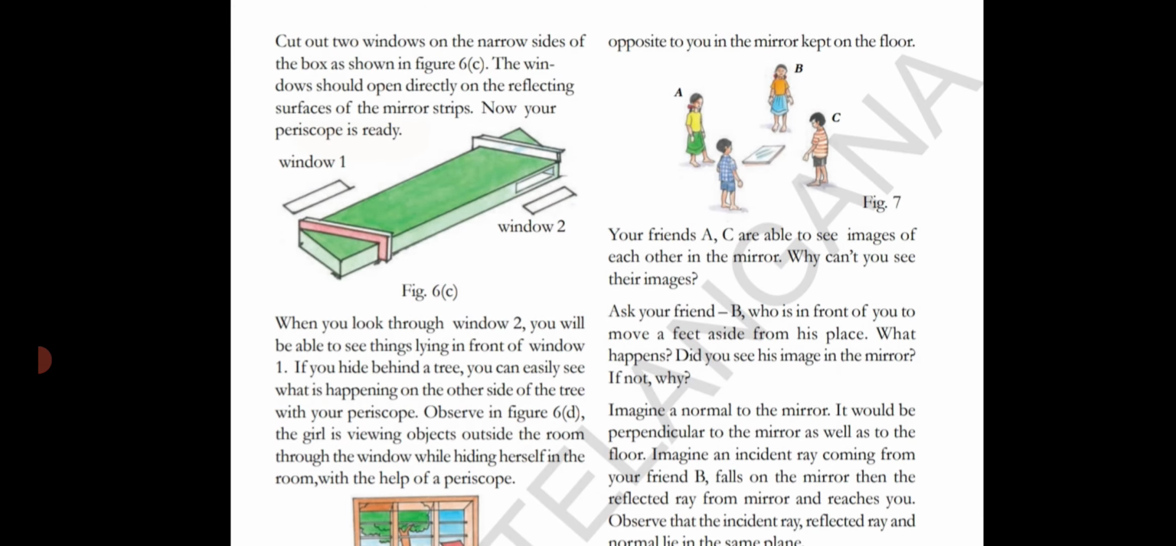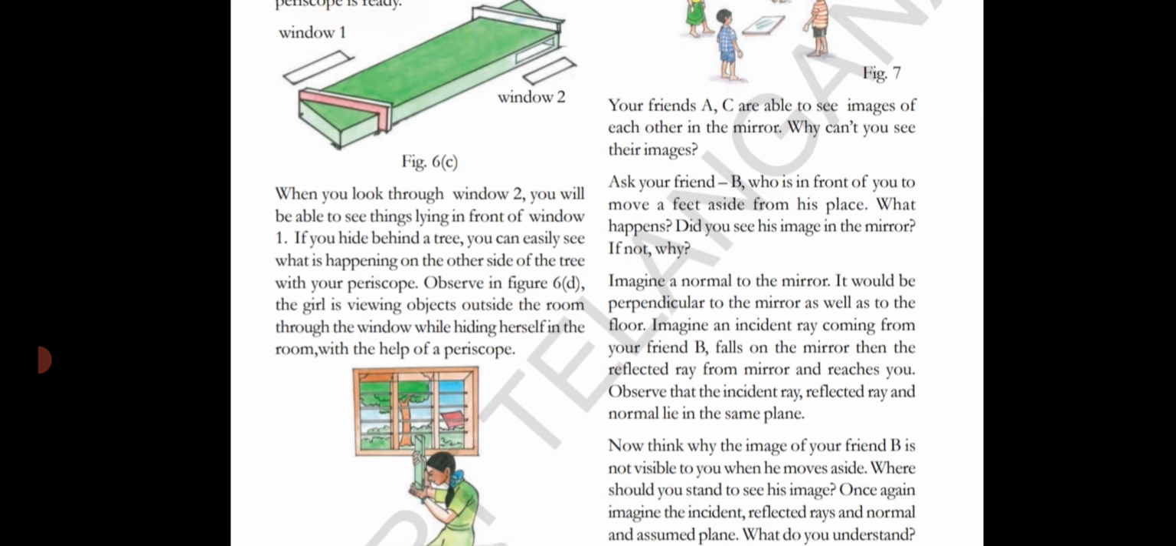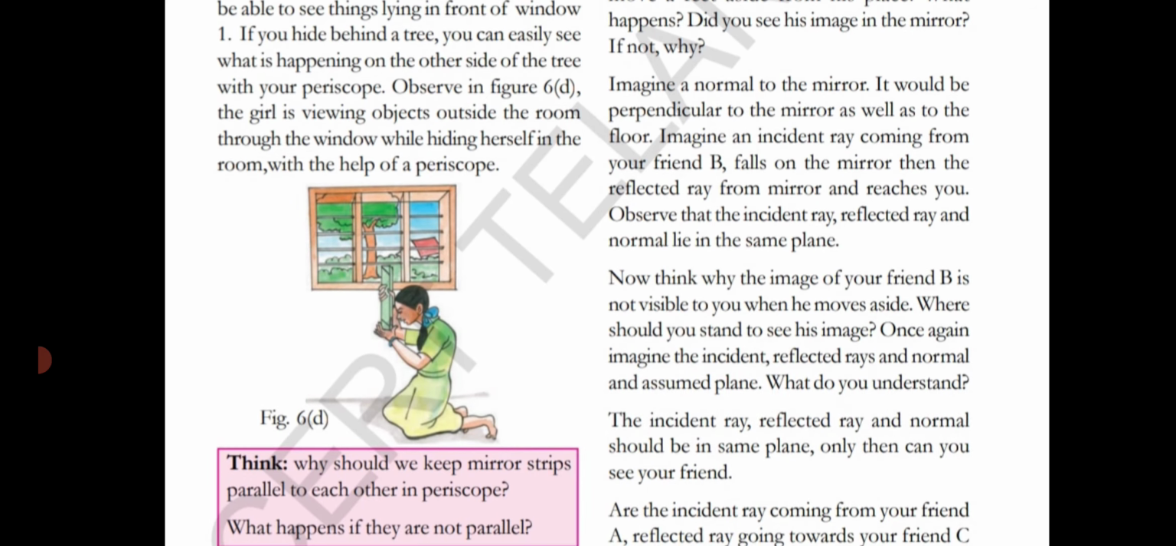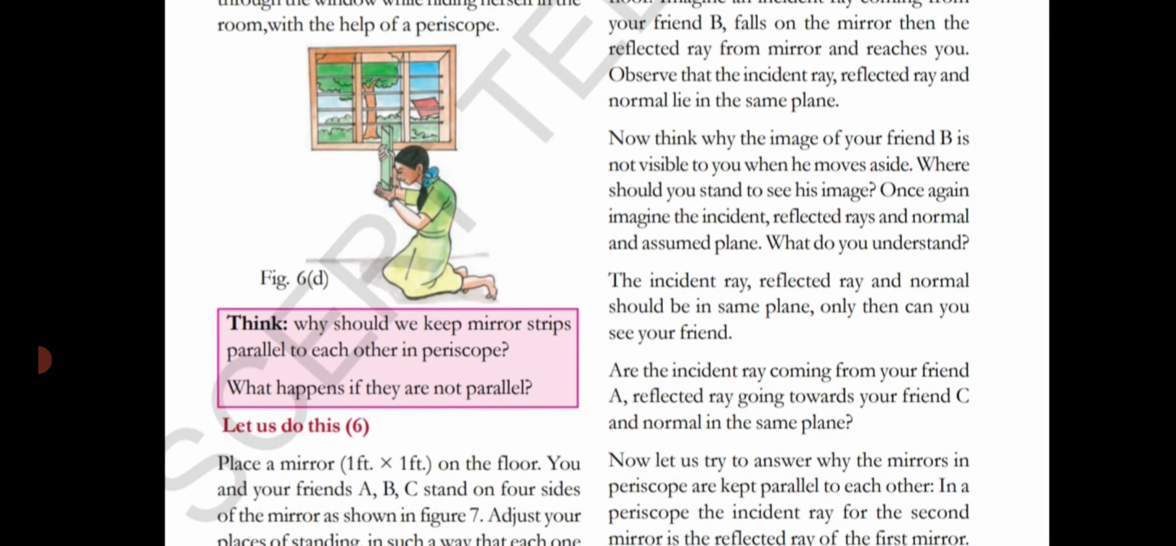Can you cut out 2 windows on the narrow sides of the box? We have seen that. When you look through window 2, you will be able to see things lying in front of window 1. If you hide behind a tree, you can easily see what is happening on the other side of the tree with your periscope. See, observe figure 6d. The girl is viewing objects outside the room through the window while hiding herself in the room with the help of a periscope.